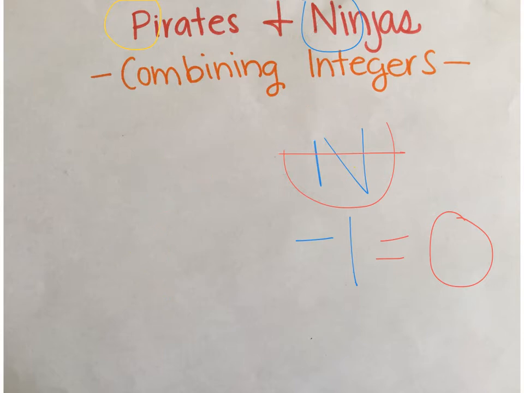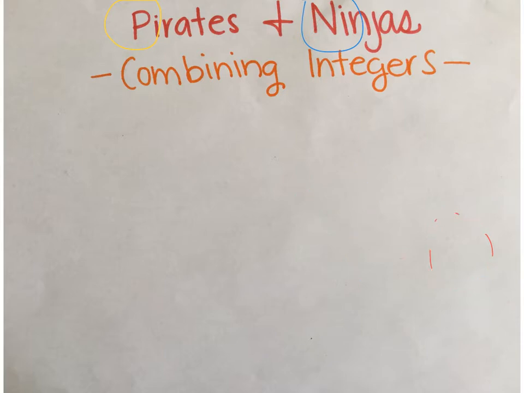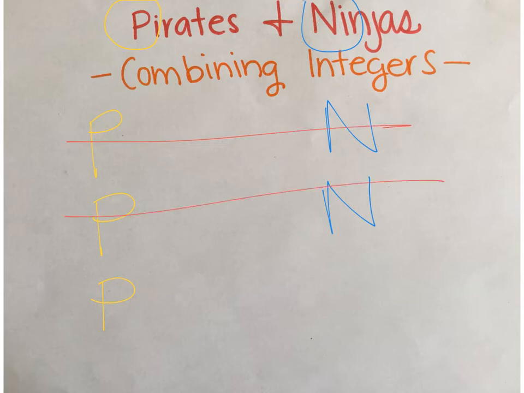What is going to happen if we have more ninjas than pirates, or more pirates than ninjas? Let's look at some examples. If I have 3 pirates and I have 2 ninjas, I have more pirates than ninjas. When I have them destroy each other, I'm going to end up with 1 pirate left. This is the same as writing positive 3 and a negative 2. If we have positive 3 and a negative 2, I'm going to end up with a positive number because I have 1 pirate left. My number is going to be a positive 1.